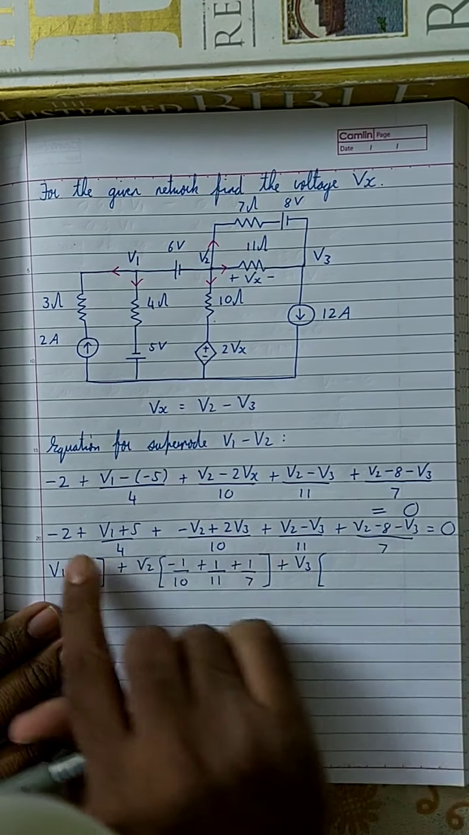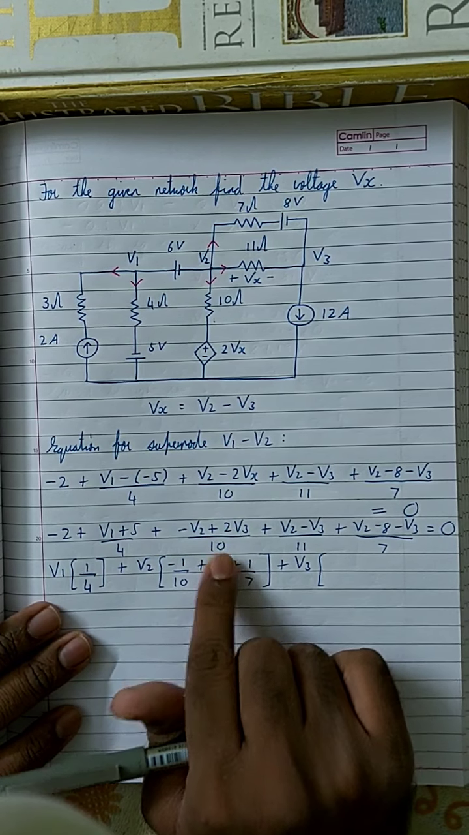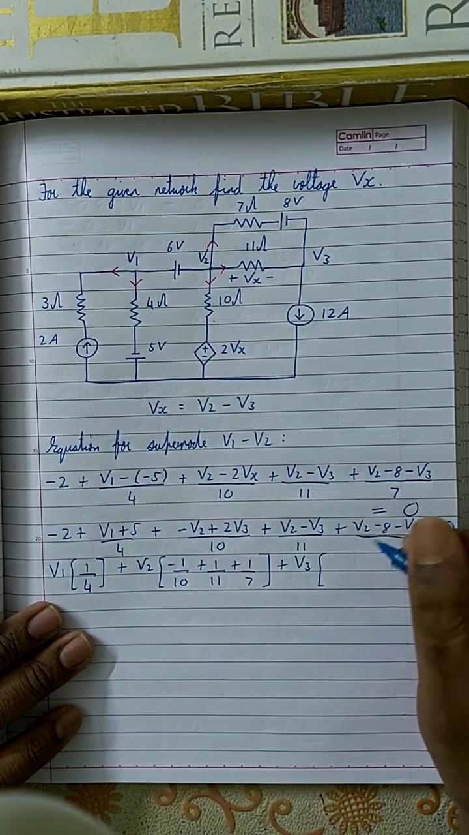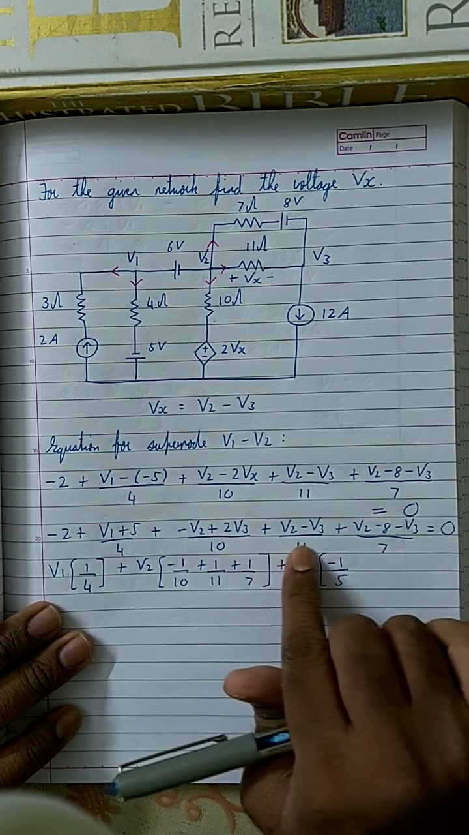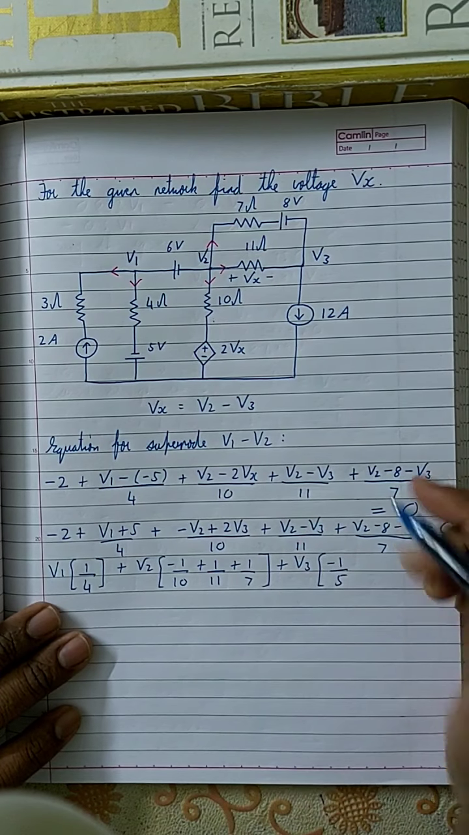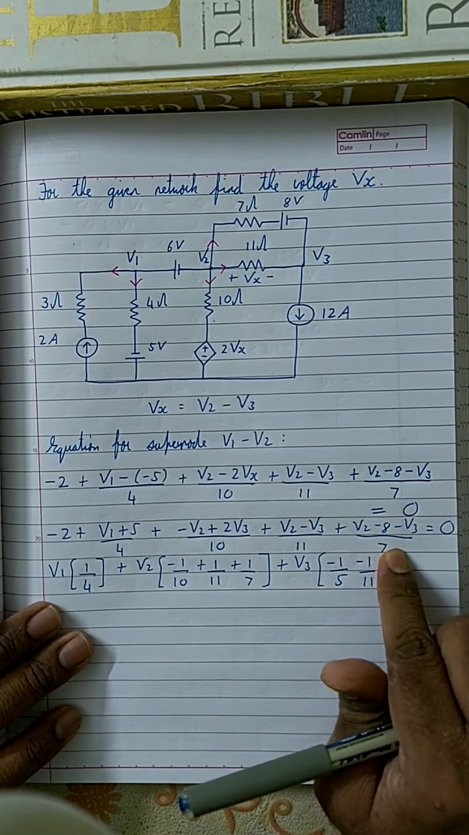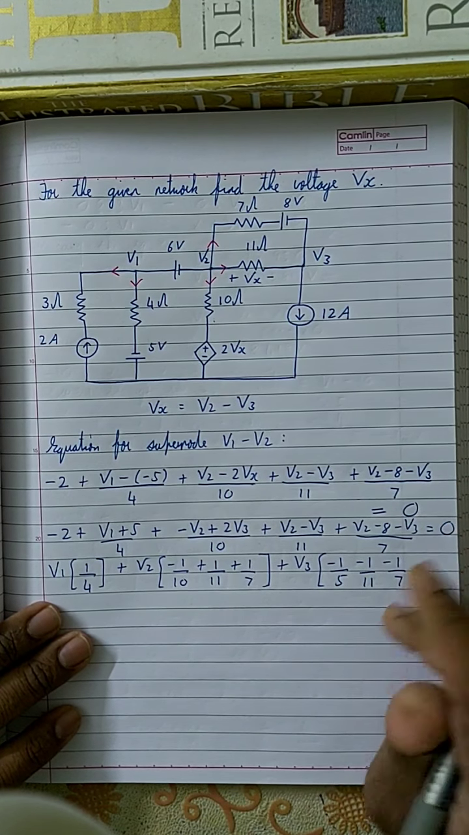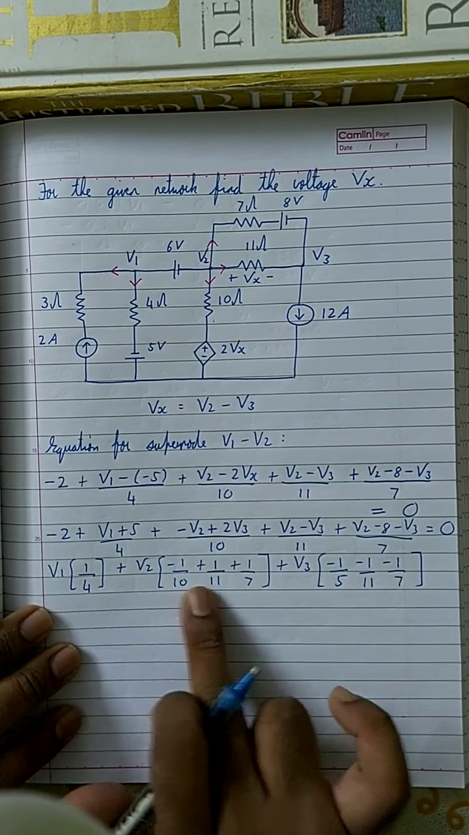Now next I'm going to write in terms of V3. V3 is over here. This is minus 2 by 10, which is minus 1 by 5. There's V3 over here. This is minus 1 by 11. There's V3 over here. That is minus 1 by 7. That's it. So I have written all V1, V2, V3.